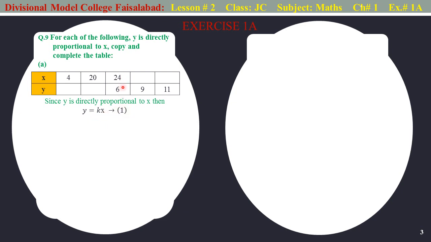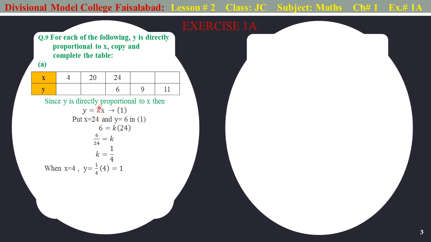Now because these 2 values are given, we will put these values in this equation. Put x is equal to 24 and y is equal to 6 in this equation. We will get 6 is equal to k times 24, and the value of k will be equal to 6 over 24. From here, 6 fours are 24, so the value of k is 1 by 4. We will use this value of k and this value of x in this equation to find the value of y.